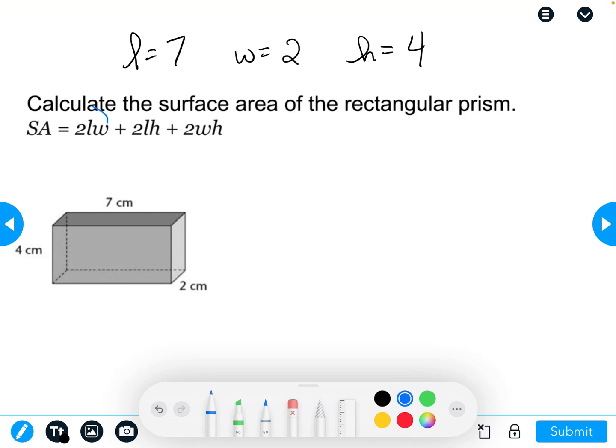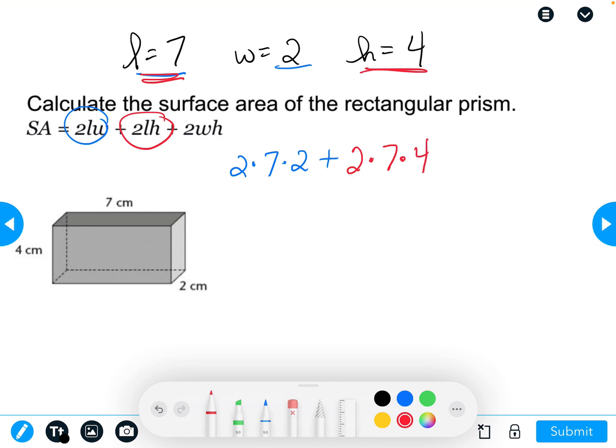As long as you stick with what you identified your variables to be for your formula, it's all going to work out. First part is 2 times the length, which I got 7, times the width, which we have as 2, plus 2 times the length and height. 2 times the length, which again we got 7, and the height, which we got 4. Plus the last part of our formula, 2 times the width, which we got as 2, and the height, which we got as 4. We just need to find those products and then add them together.